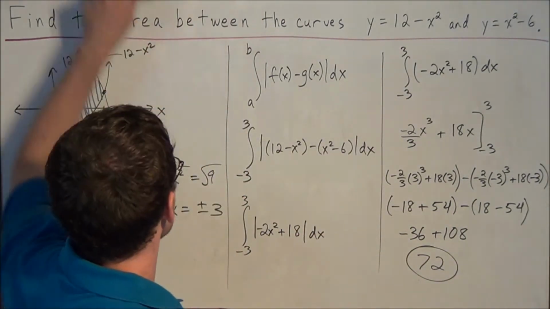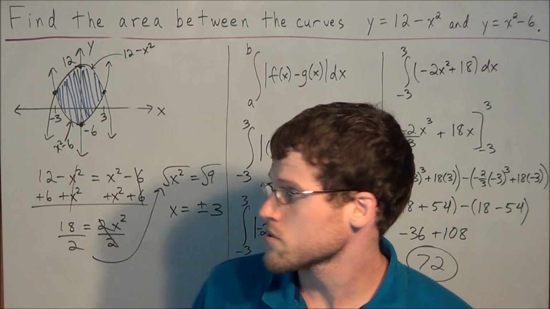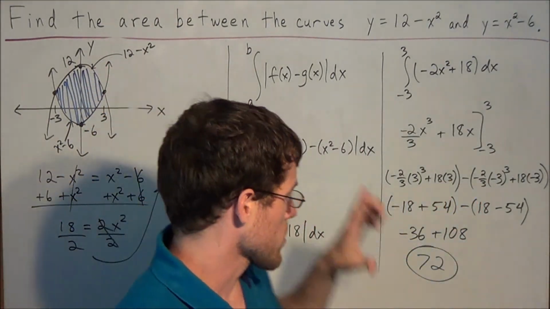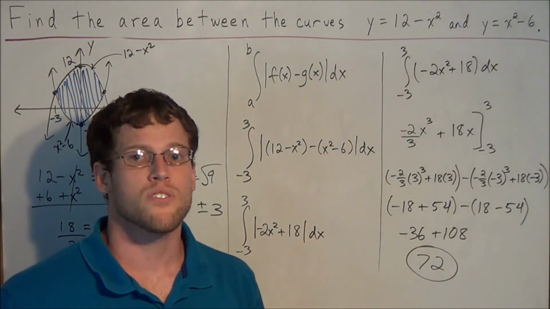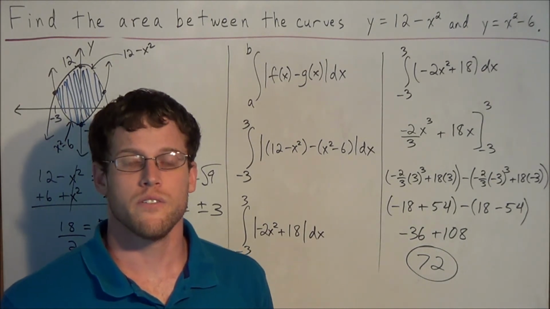And this is going to be our final answer. The area between the two curves that we just sketched, we work this all out and we'll find that the area between the two curves is 72 square units.